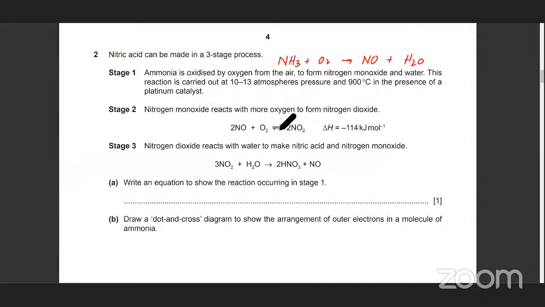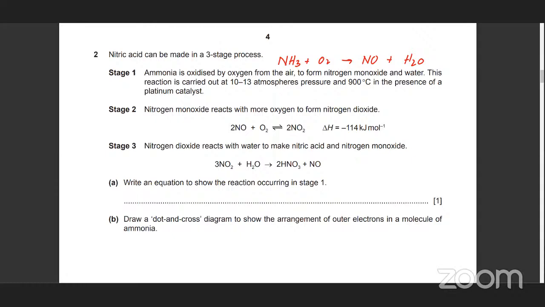Everything is given. Then the second stage, which is this one, the NO is reacted to form NO2, and then you turn NO2 into nitric acid. Writing the equation to show the reaction during stage 1, we've already done that. The only thing you have to be very careful about in this reaction is to balance it. How would you balance this equation? Okay, NH3 plus O2 forms NO and H2O.